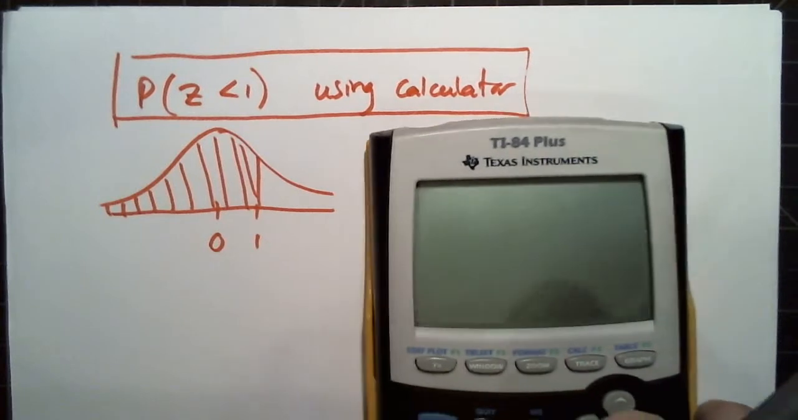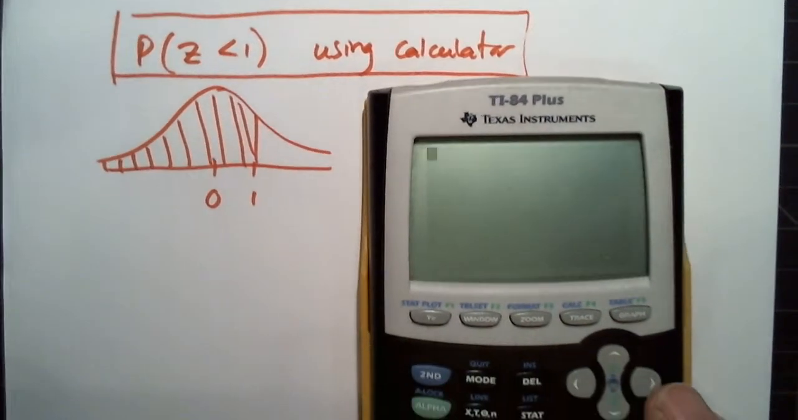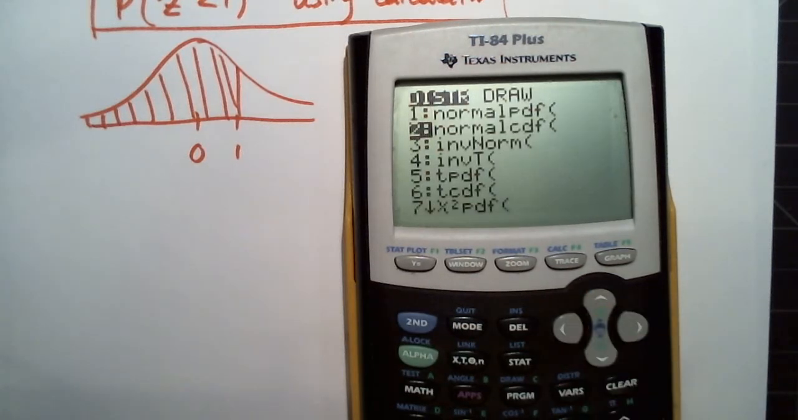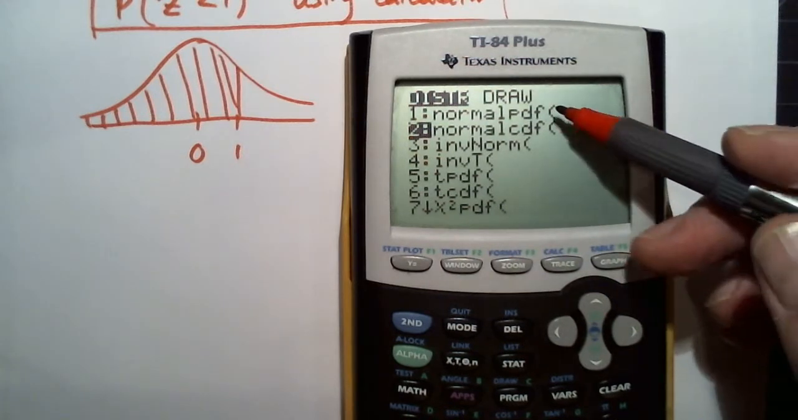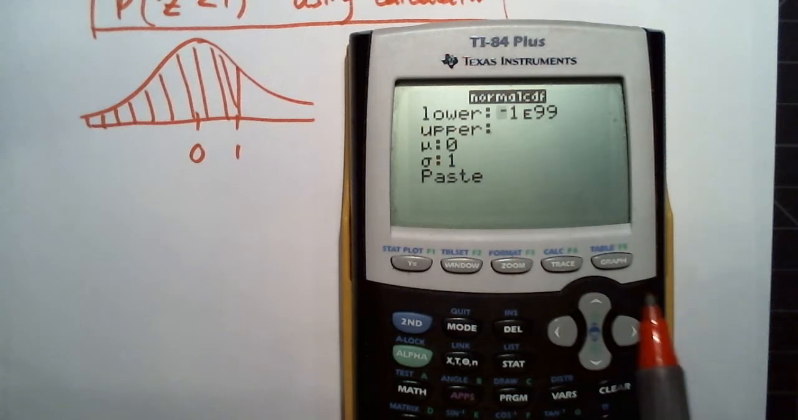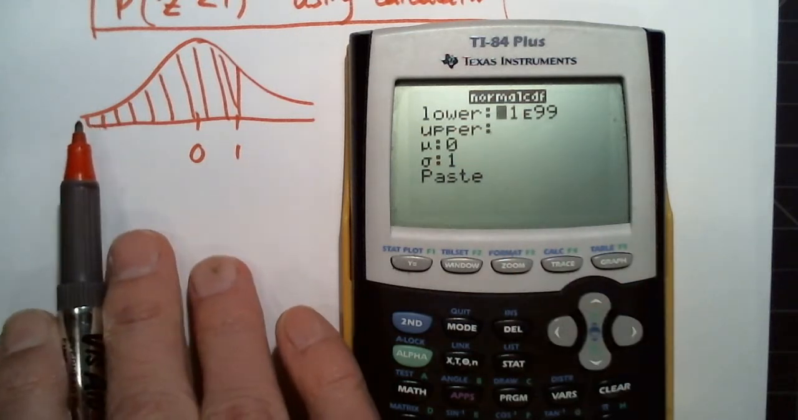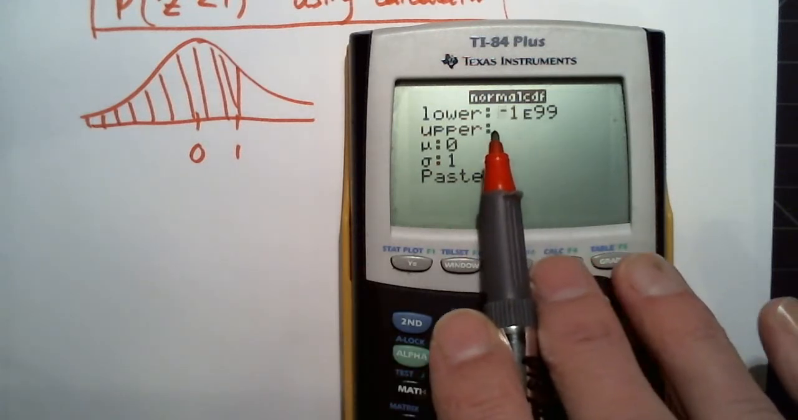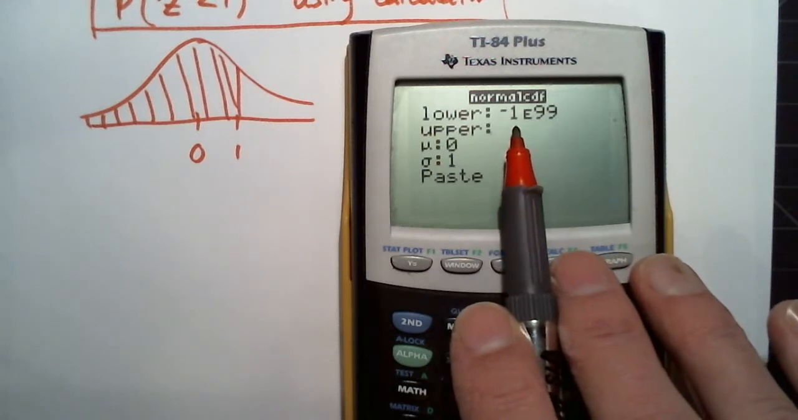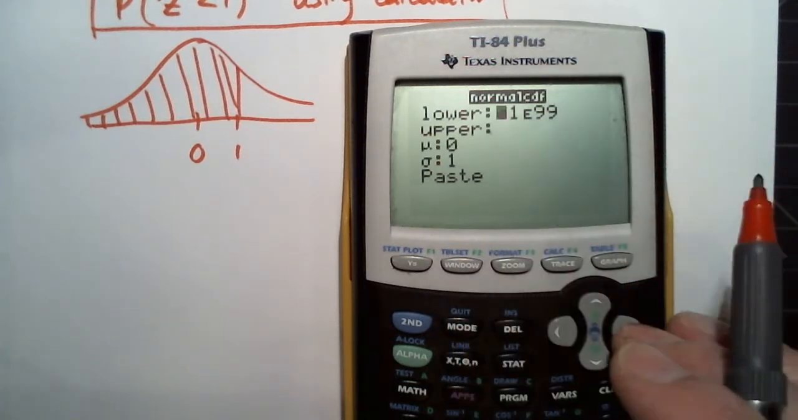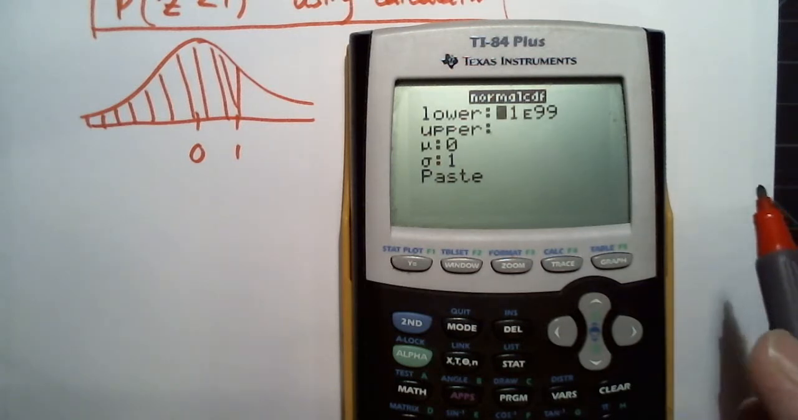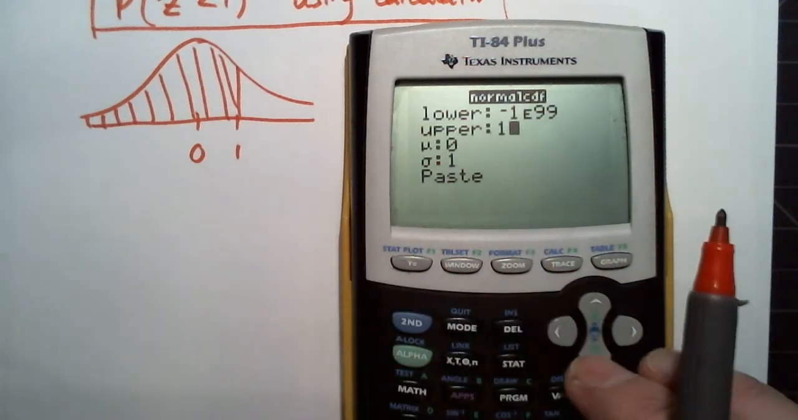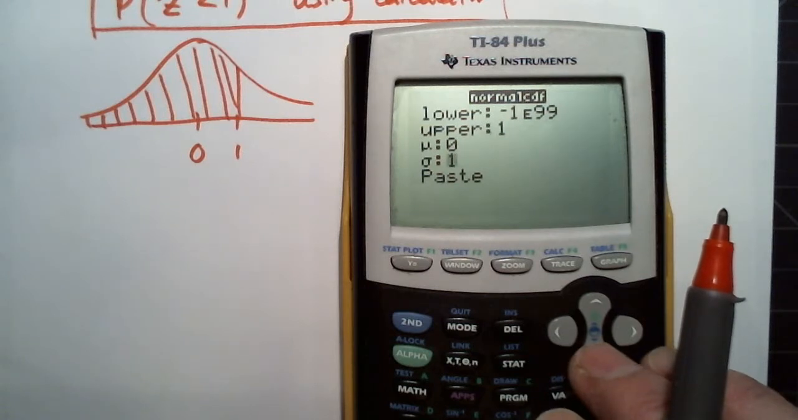So in the calculator, it is second vars, normal CDF. We don't use PDF, we'll just use CDF. Now, the graph goes on to negative infinity, so we can just pick some number, and here the calculator gives me this negative number way to the left. You could use that number, or you could just use negative 100. It would still give you the same answer. The upper bound is 1. The mean is 0. Standard deviation is 1.